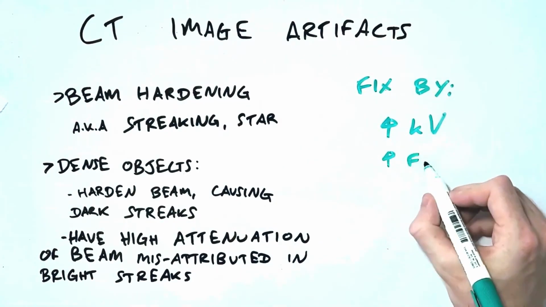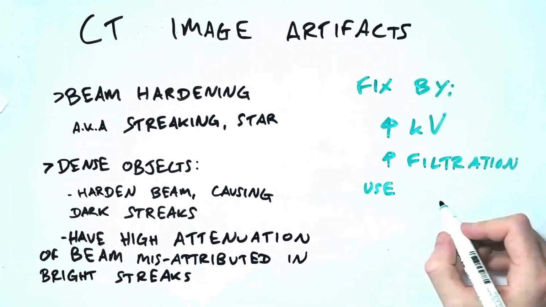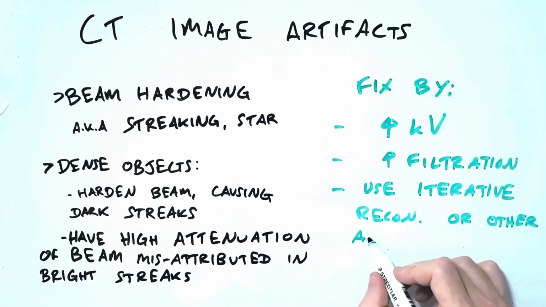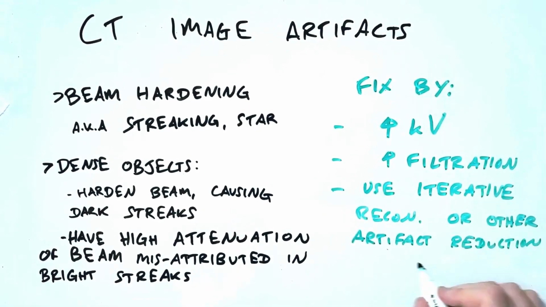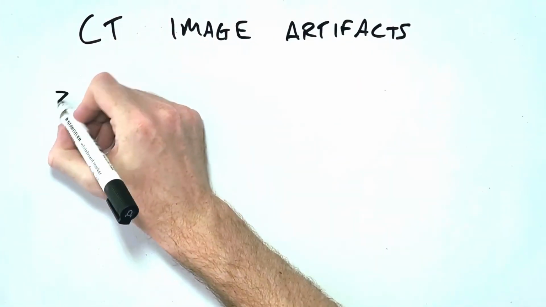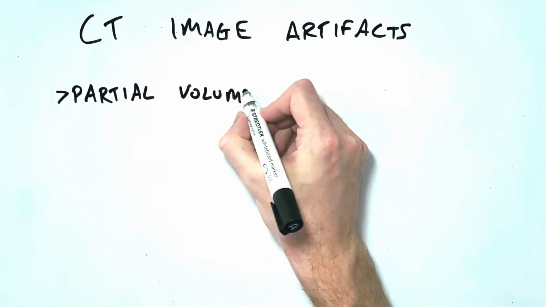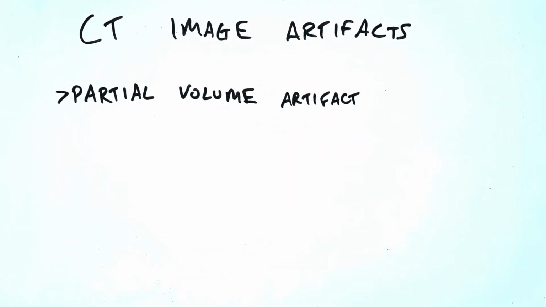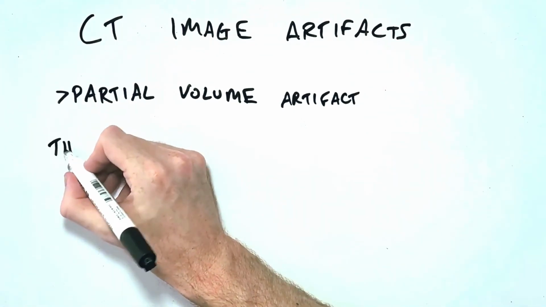This artifact can be decreased by using a beam with a higher average energy, either through increasing the kV or using filtration, and using iterative reconstruction or artifact reduction software can also be very effective. Next up, we have a partial volume artifact, and this occurs when you have two structures of very different densities next to each other occupying the same voxel on a thick slice.